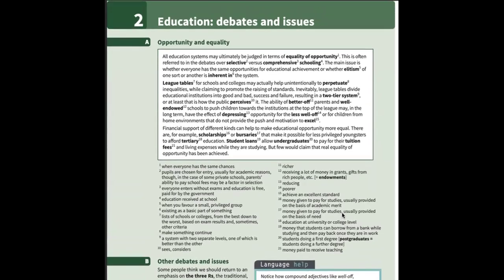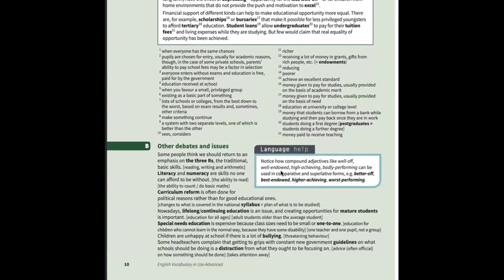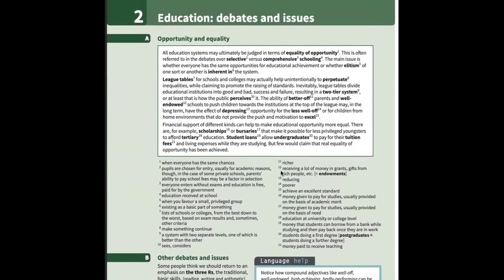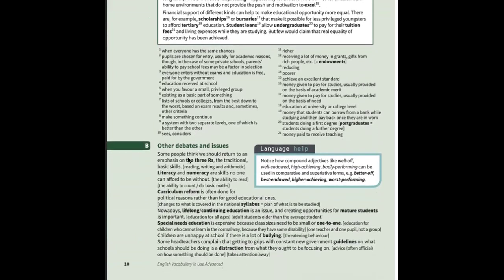So we have collected almost more than 20 words in the second chapter of education, debates and issues. This is all about opportunity and equality. Equality of opportunity, comprehensive schooling, selective, elitism, inherent and league tables, perpetuate, two-tier system, better off, perceives, well-endowed, depressing, less well-off, excel, scholarships, bursaries, undergraduates, postgraduates, tuition fees, student loans, tertiary. Then we have the three R's, literacy, numeracy, curriculum reform, syllabus, lifelong or continuing education, mature students, special needs education, and one-to-one, bullying, distraction, guidelines.